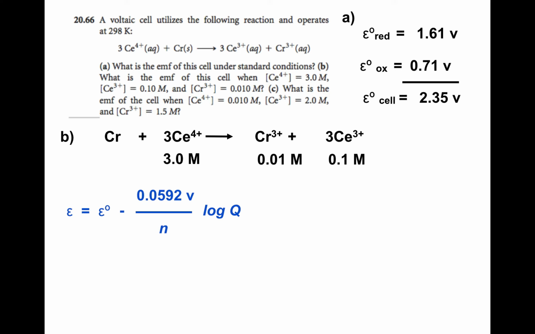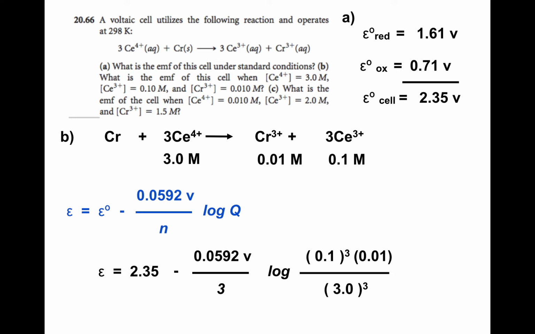Different equilibrium expression. We always leave solids out, but I've got a coefficient there in front of the Ce4 plus. So I've got to raise the concentration of the reactants to the third power, divided into the concentration of cerium 3 plus, raised to the third power, times the concentration of chromium 3 plus. 3 moles of electrons being transferred here. So when I solve for the voltage at non-standard conditions, I get this.